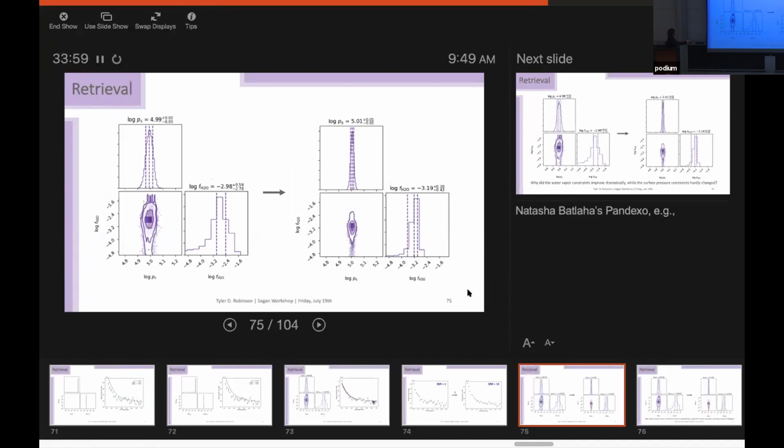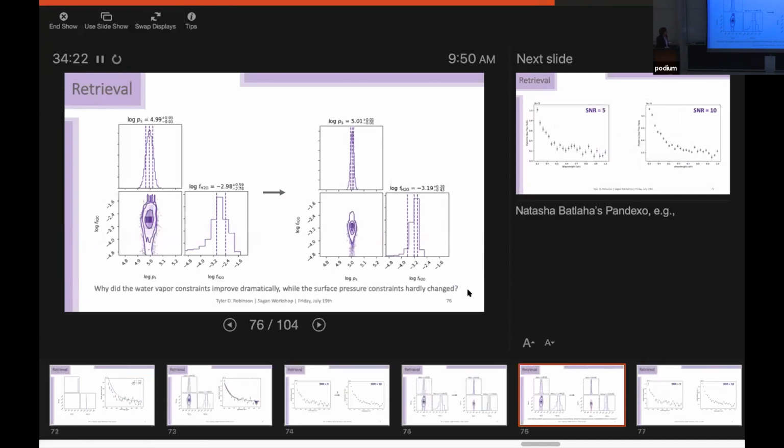And so now here are the fits to the SNR 10 observations. Notice that the pressure fit is still good. It hasn't changed very much. But now our water vapor fit is actually quite nice. And to plus and minus 1 sigma is less than an order of magnitude, which is excellent by exoplanet standards. Usually we're pretty happy to get factors of 10 on gas mixing ratio constraints. So the question that I have is, why did the water vapor constraint get so much better while the pressure constraint did not improve very much? Think about that for a second.